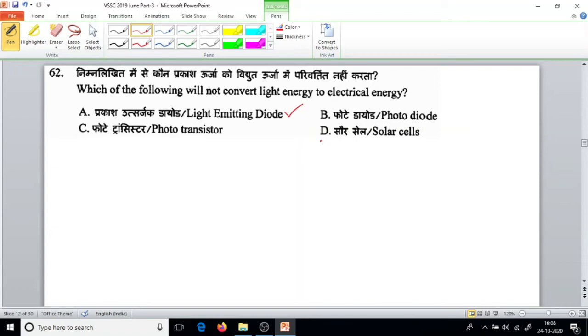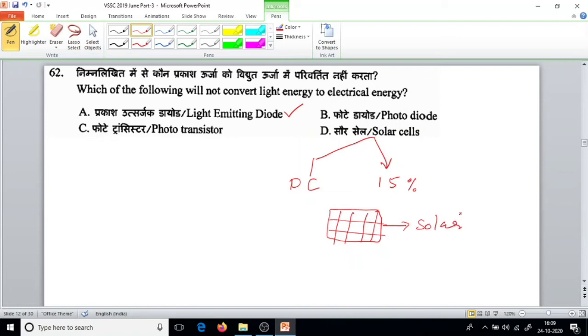A solar cell is similar. It accepts the light and provides an electrical quantity. You have to remember two things. What is the efficiency of a solar cell? It is around 15%, and it gives out DC. So a solar cell gives out DC and the efficiency is around 15% only.